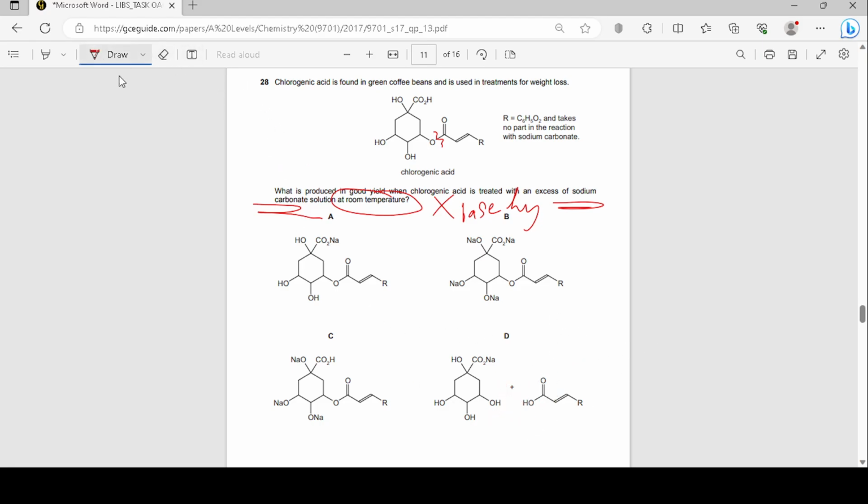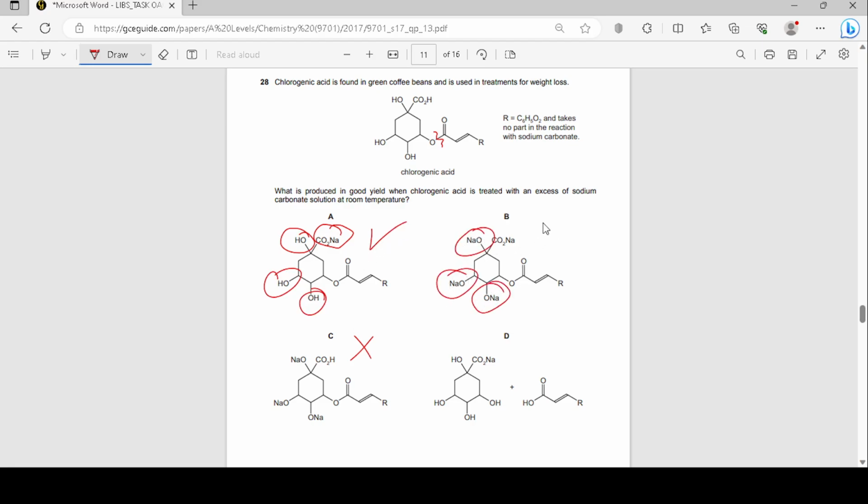Then if it's sodium carbonate solution, the COOH group will react, because carboxylic acid groups react with sodium carbonate. However, OH does not react with sodium carbonate. So what will be the correct answer out of A, B, and C? In C, COOH has not reacted. In A, you can see that COOH has reacted to give you COONa, and the OH groups have not reacted. So I would say A is the correct answer, because in B, they've shown that the OH group has also reacted with sodium carbonate, which is wrong. Okay, so A is the correct answer.